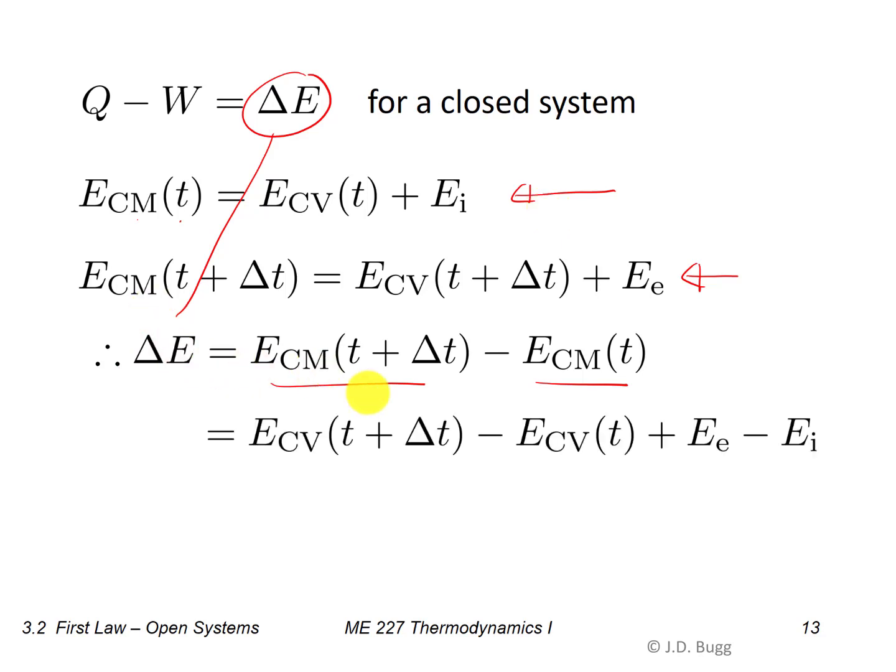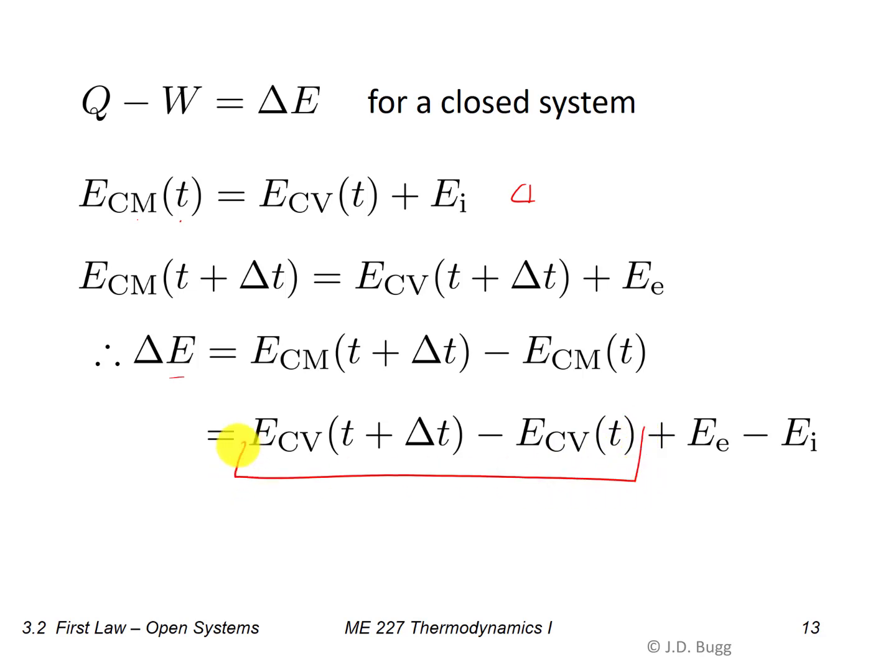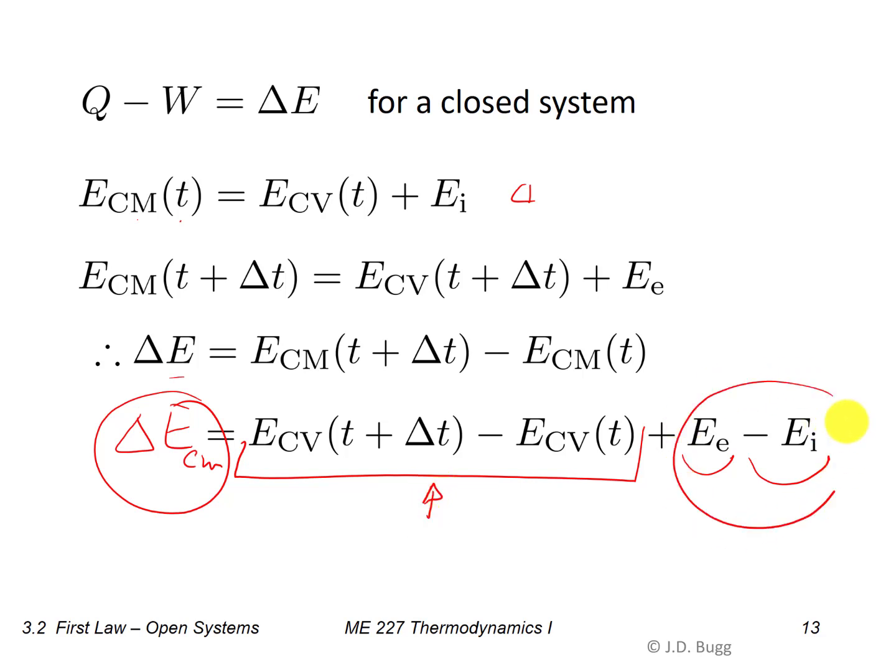And when we do that, we get that the change in energy for our control mass is equal to the change in energy of the control volume, that's that portion, plus the energy in the exit pipe minus the energy in the inlet pipe. So notice here we're getting a connection between the change in energy of the control mass, so that's what this side is, and the change in energy of the control volume. That's what this side is. The difference between the two is what's happening at the inlets and the exits.